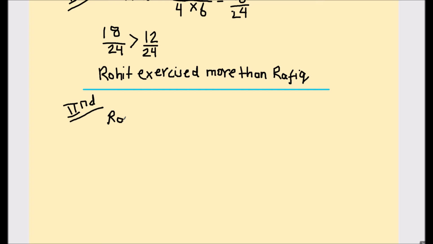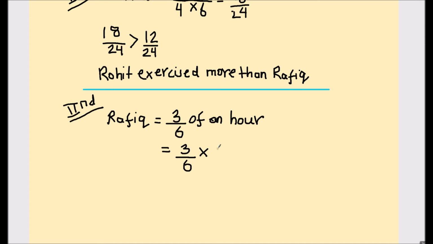Here we can find the 3/6 and 3/4 of an hour. So Rafiq exercised 3/6 of an hour. And we know that 1 hour is 60 minutes. So we can find out the time in minutes. So 3/6 of 60 minutes, that is 3/6 times 60. And 6 times 1 is 6 and 6 times 10 is 60. So that's going to be 30 minutes.